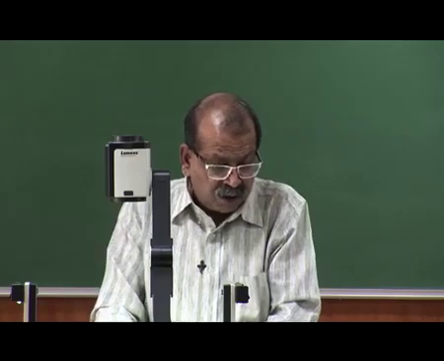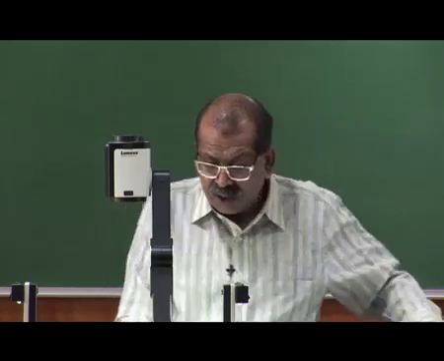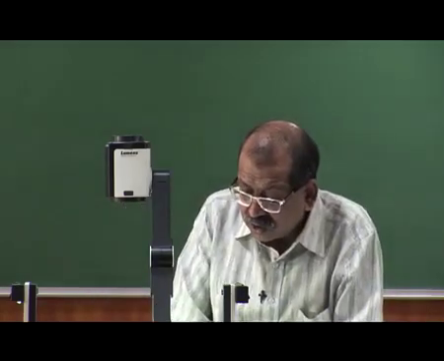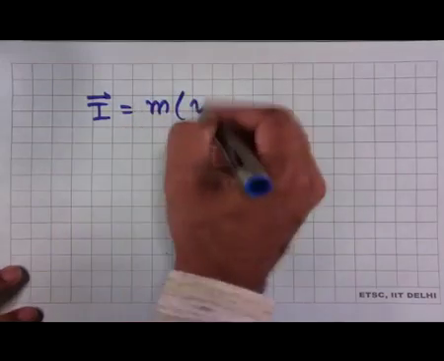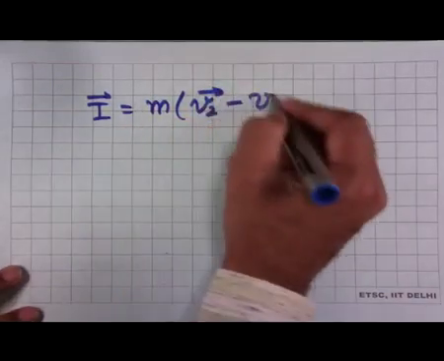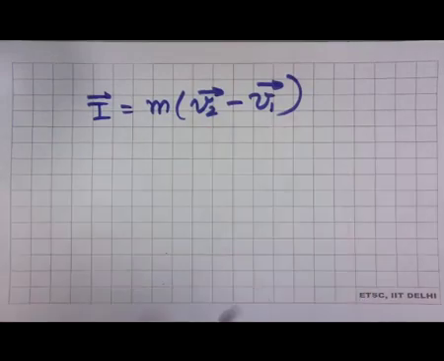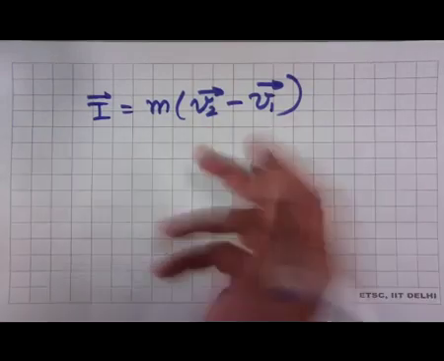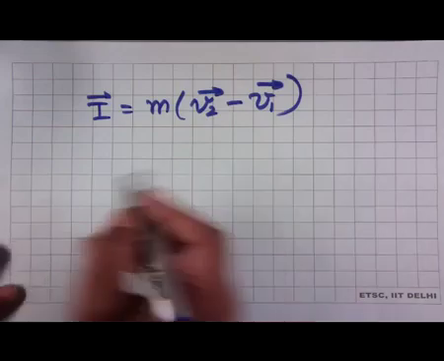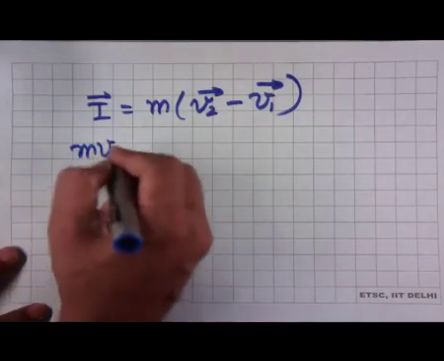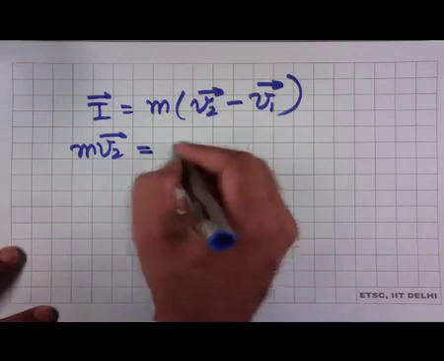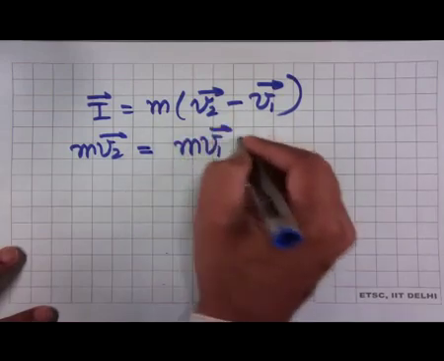We can also write it in another way. Impulse is equal to m times v2 minus v1 for a single particle, where v1 is the velocity in the first state and v2 is the velocity in the second state. So, here we can write this equation as m times v2 is equal to m times v1 plus I.